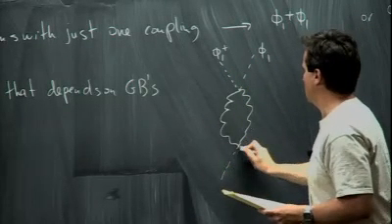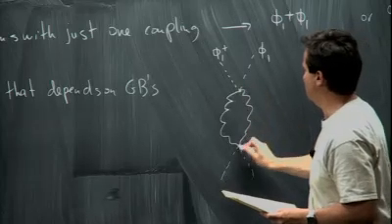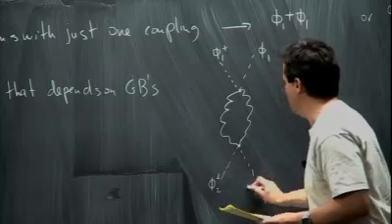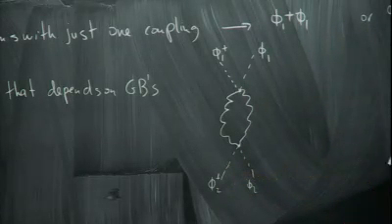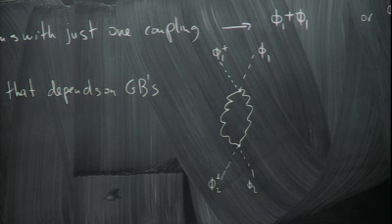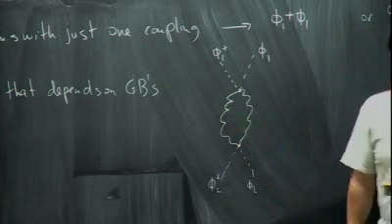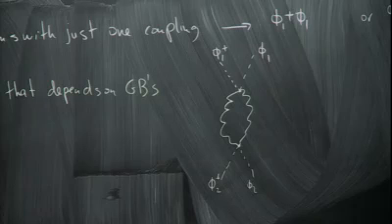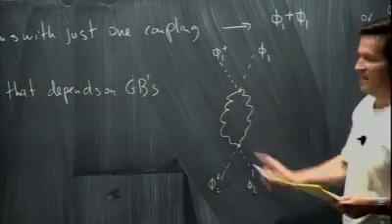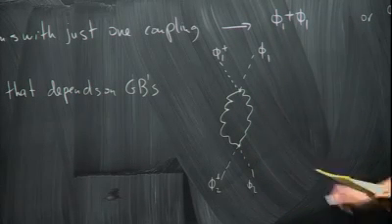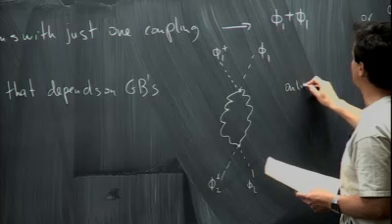So I have to put in another interaction, the one with the phi 2s. That's the first one that has a chance of actually depending on the Goldstone bosons. But now you can see this is no longer quadratically divergent. You have two gauge boson propagators here, so this is only log divergent.